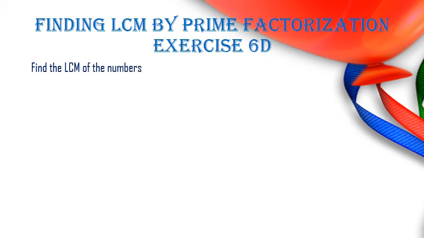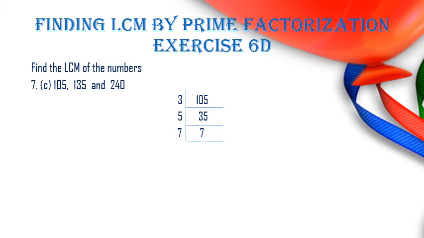Now children, let's come to the next question, which is the C part of question number 7. Again, we have to find out the LCM of three numbers, which are 105, 135 and 240. So let's begin with the first number, which is 105. Children, 105 cannot be divided by 2, so we will divide it by 3. So 105 divided by 3 gives 35. Now 35 cannot be divided by 3. So the next prime number is 5 that can divide 35 completely. So 35 divided by 5 gives 7 and 7 divided by 7 gives 1. So the prime factors of 105 are 3 multiplied by 5 multiplied by 7.